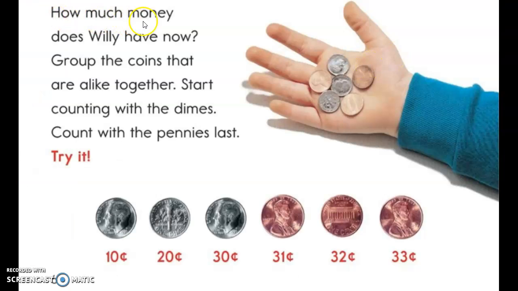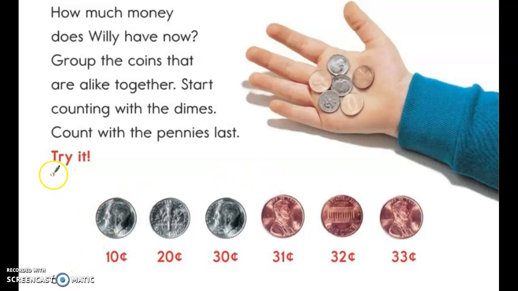Well, how much money does Willie have now? You group the coins that are alike together. Start counting the dimes with the dimes. Count with the pennies last. It just makes more sense to first begin counting the coins that have more value. And that's what we're going to do.